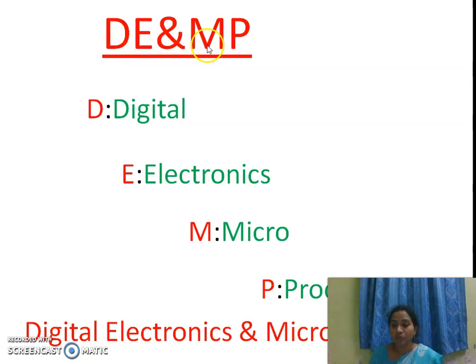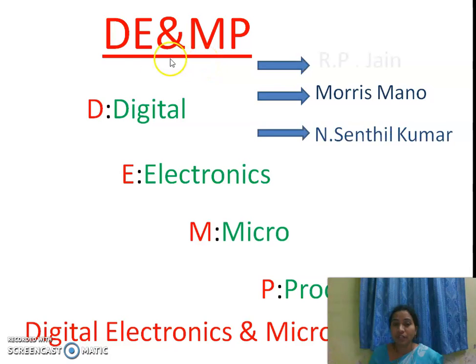Now coming to your standard reference textbooks. For digital electronics, the standard textbooks are R.P. Jain and Morris Mano. These two reference textbooks belong to digital electronics, and Senthil Kumar belongs to microprocessor. These are the standard textbooks for DEMP.